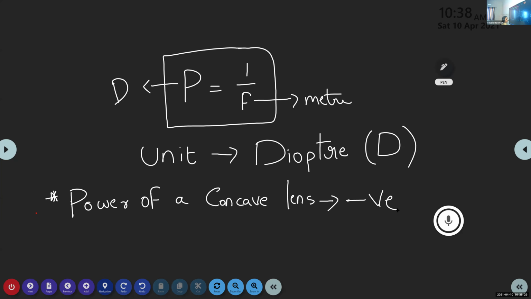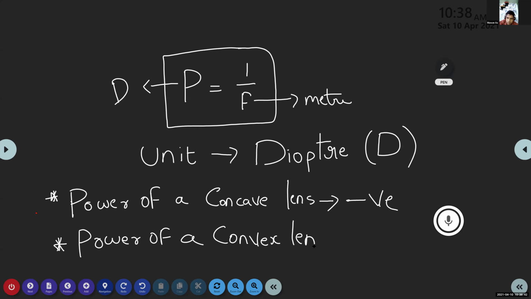It is always negative. Then can you guess what is the power of a convex lens? It is positive. Because the focal length of a convex lens is always positive. Hence its power is also positive. Okay. So power of a concave lens is negative and power of a convex lens is positive.